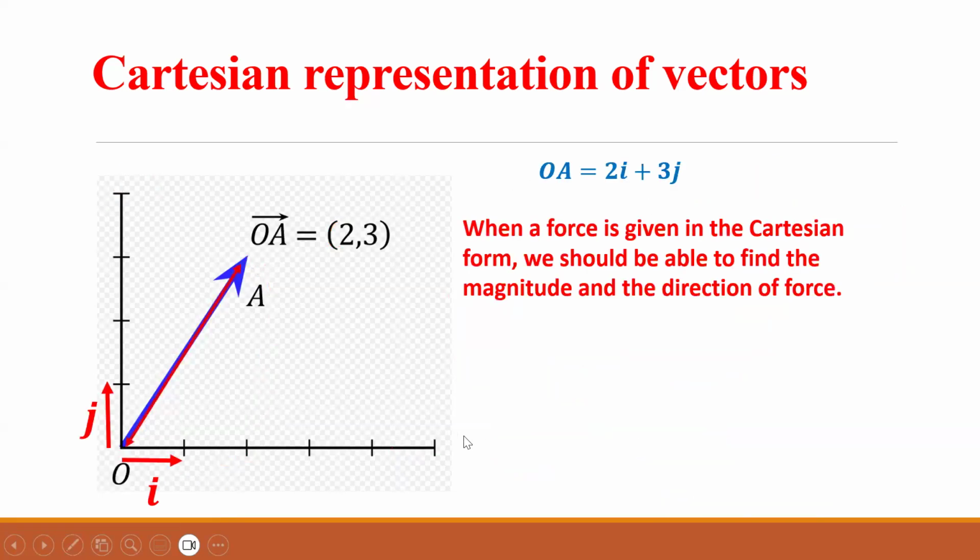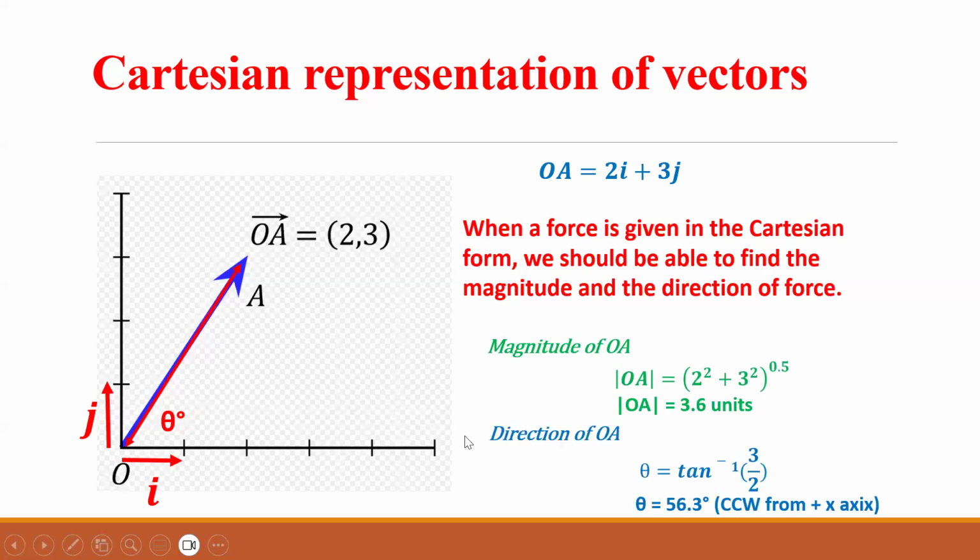So that's what we have here. So the magnitude is 3.6 units and the direction is 56.3 degrees from the positive x-axis in the counterclockwise direction. So this is the counterclockwise direction. We already discussed those things.